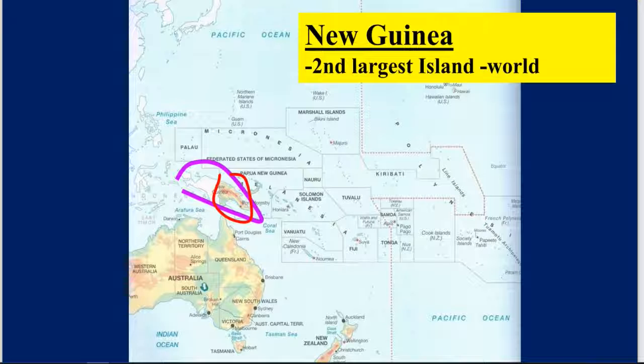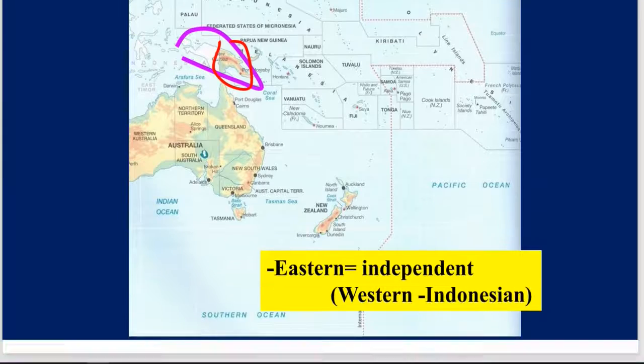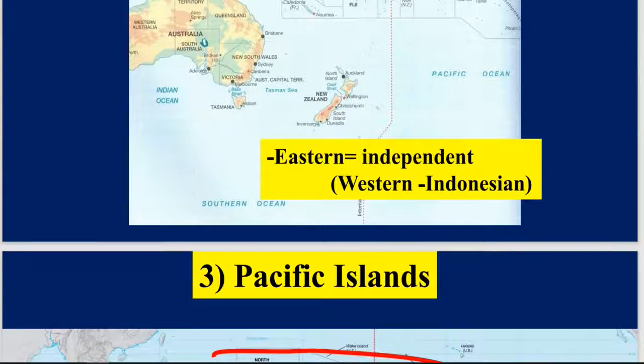When we get to New Guinea, we leave the Australian mainland. New Guinea is the second largest island in the world. Okay, that's probably the most important thing you need to know about it. It's north of Australia. Interesting part: the western part of that island of New Guinea, which would be on the left, is Indonesian, and the eastern part on the right, you can't see the division, is a free, independent country.